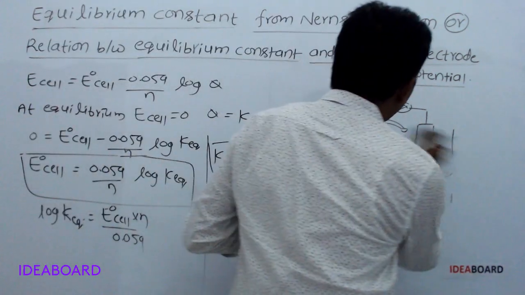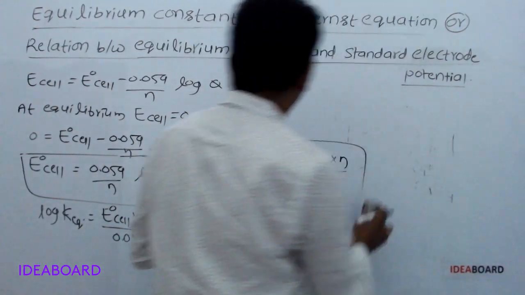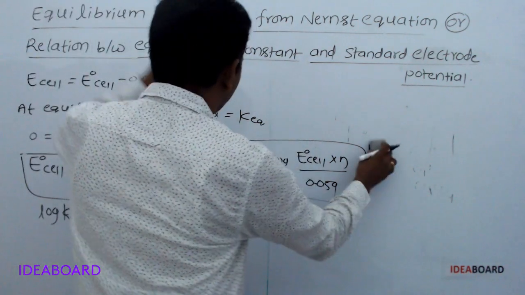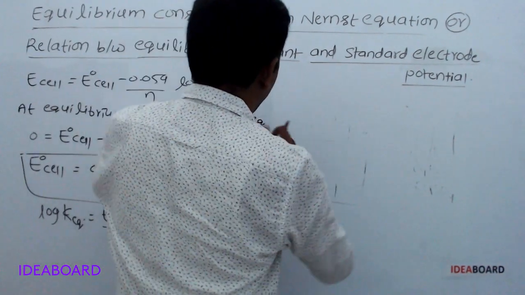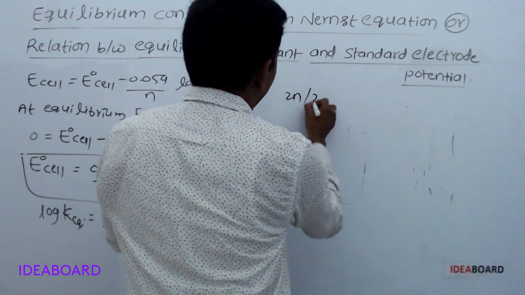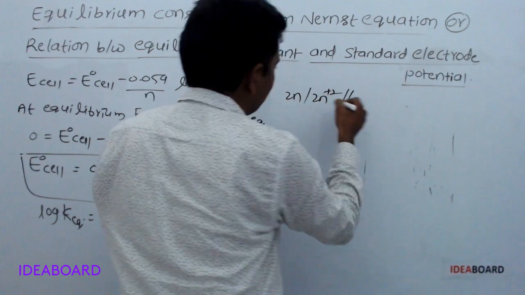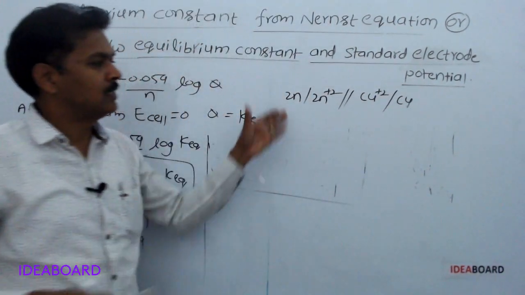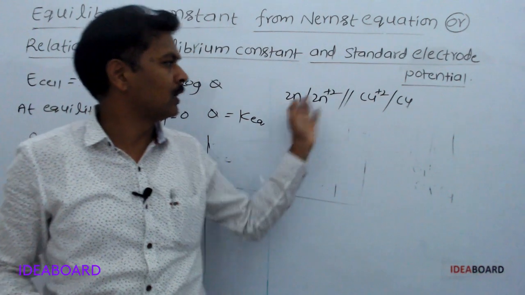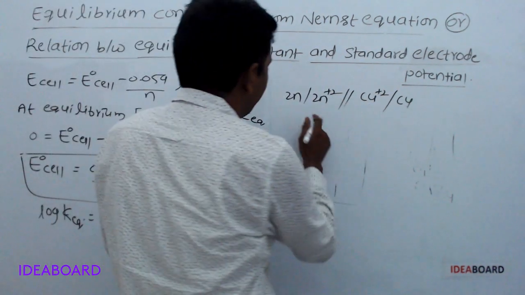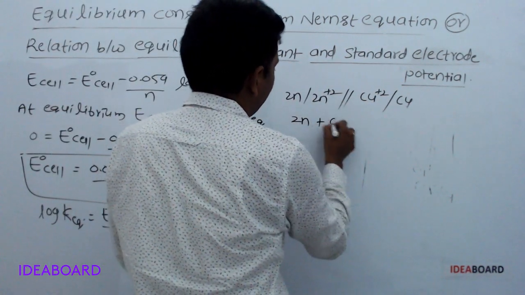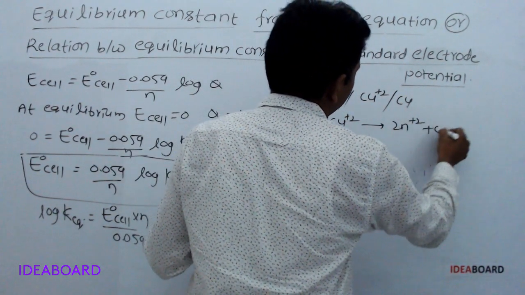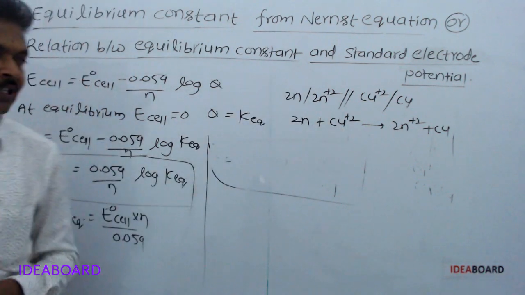See, let us calculate equilibrium constant of galvanic cell or Daniell cell. This is the galvanic cell: Zn, Zn plus 2, salt bridge, Cu plus 2 ions, Cu. This is the Daniell cell or galvanic cell. For this, the cell reaction is Zn plus Cu plus 2 gives rise to Zn plus 2 plus Cu. This is the cell reaction.